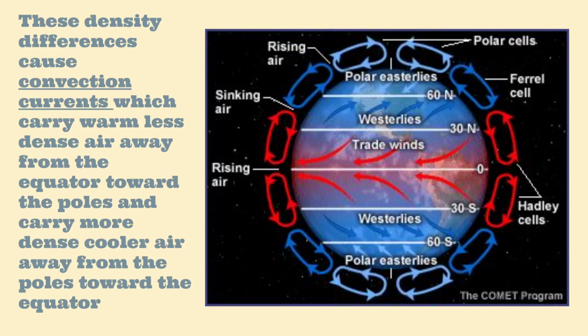This difference in density causes what we call convection currents, which basically means air that is warmer is moving away from the equator and toward the poles. The opposite happens at the poles, because the air is more dense and cooler, it is going to move away from the poles and closer to the equator.